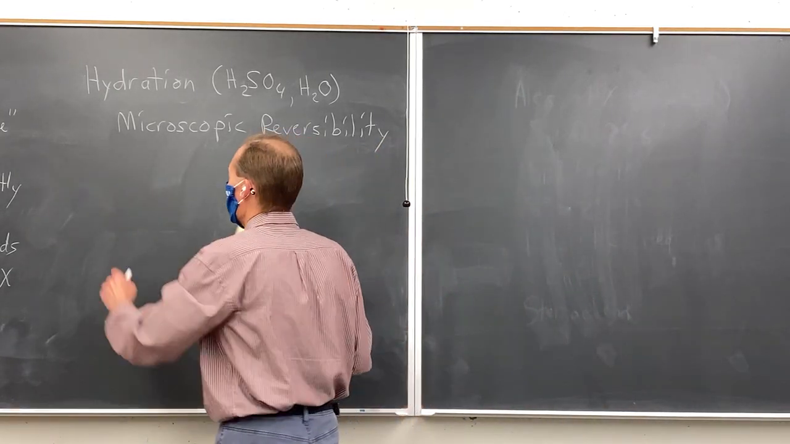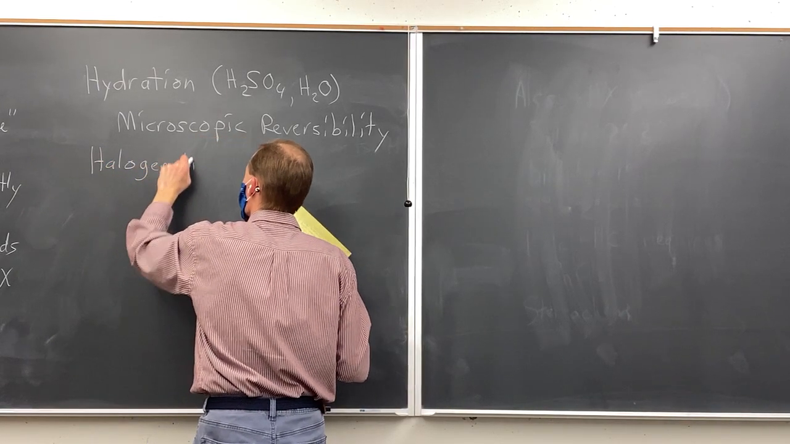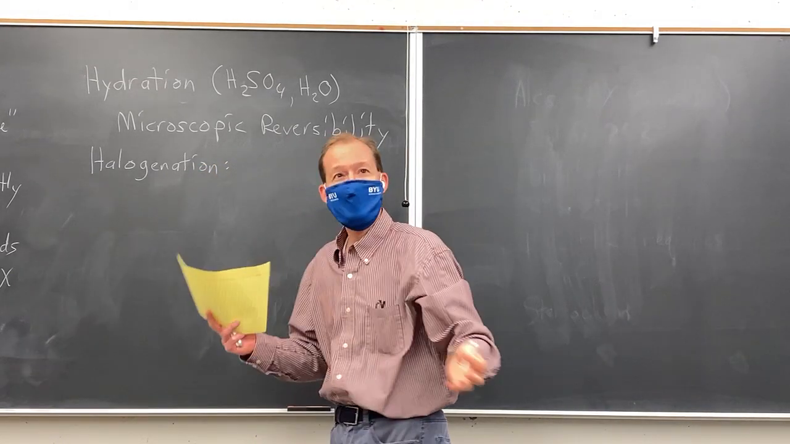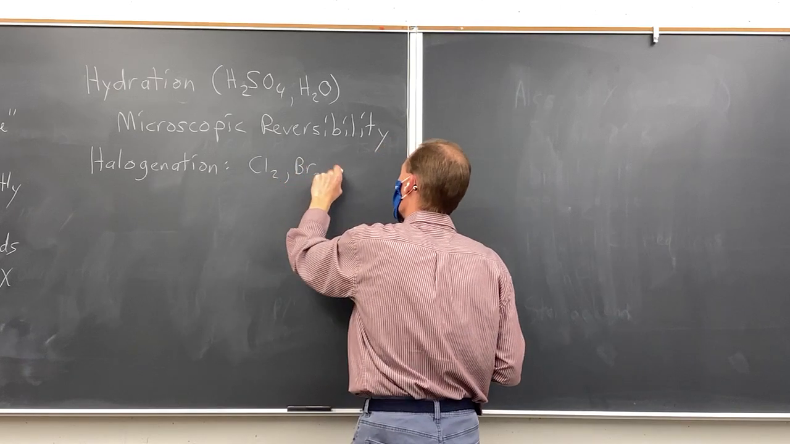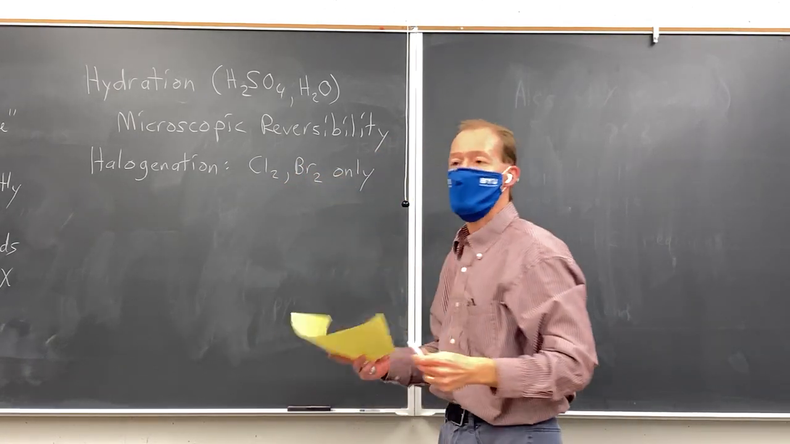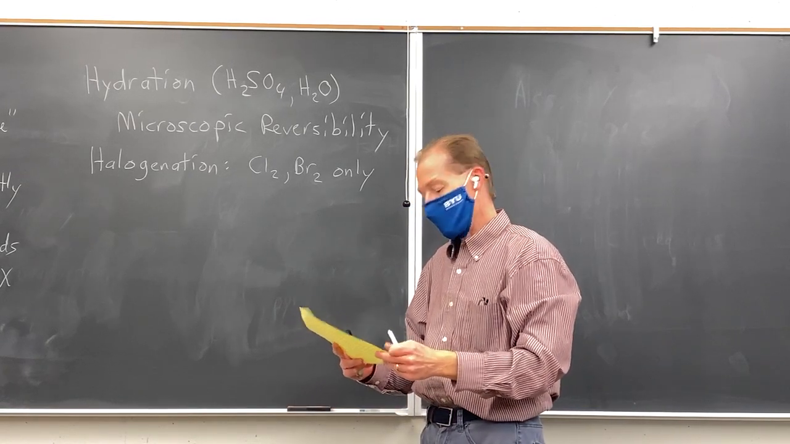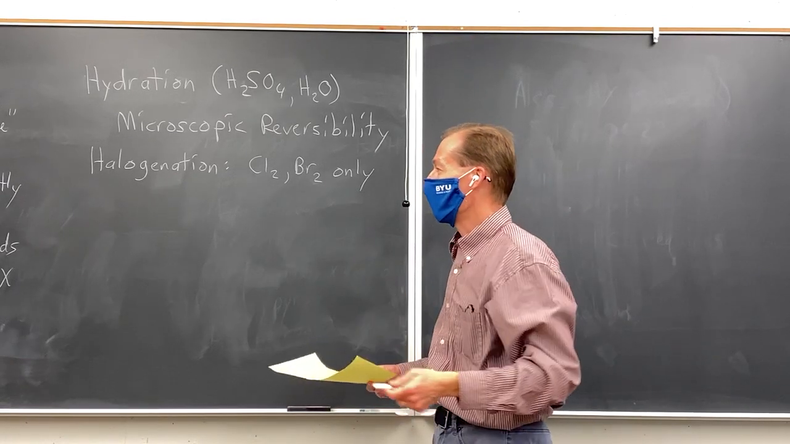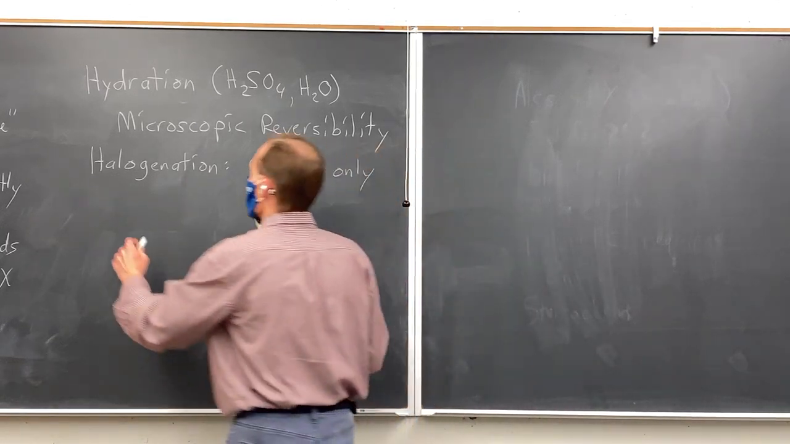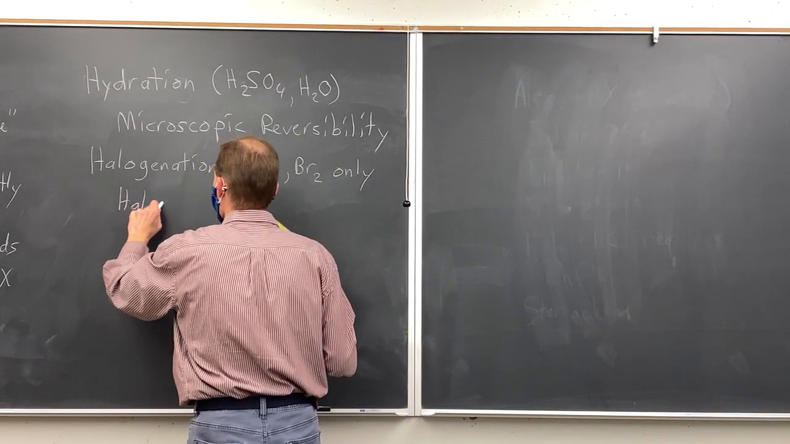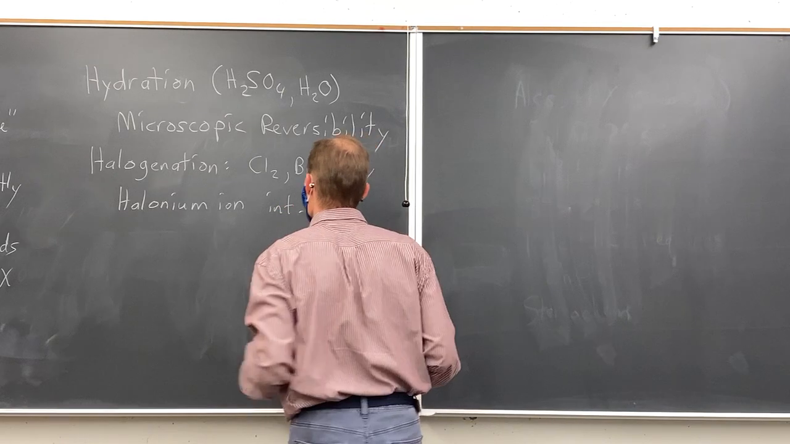Next up, we had halogenation. And in a halogenation reaction, we can only use bromine or chlorine. Fluorine is too reactive and iodine is not reactive enough. So this reaction has a different mechanism than our hydrohalogenation and hydration, than the other additions we'd learned up to this point. We form a halonium ion as our key intermediate in this reaction.